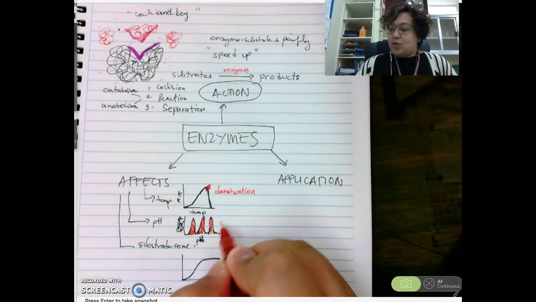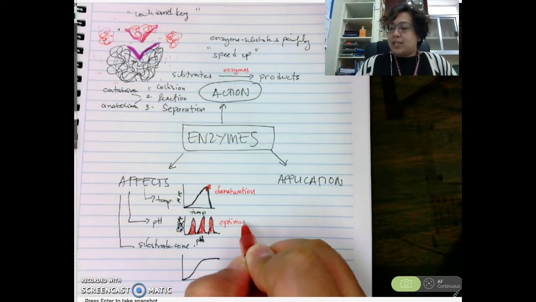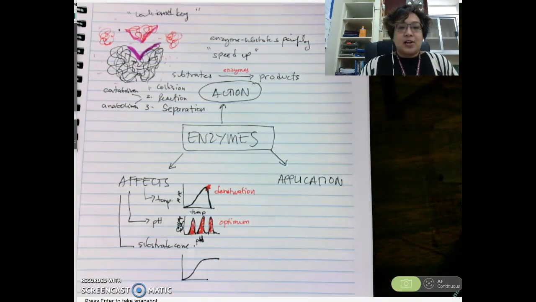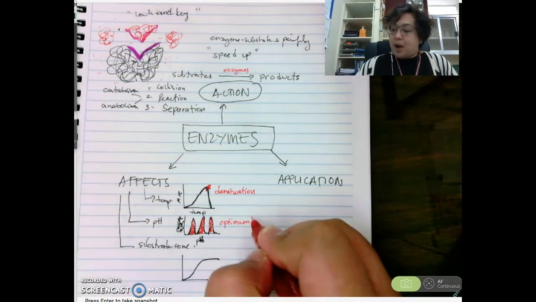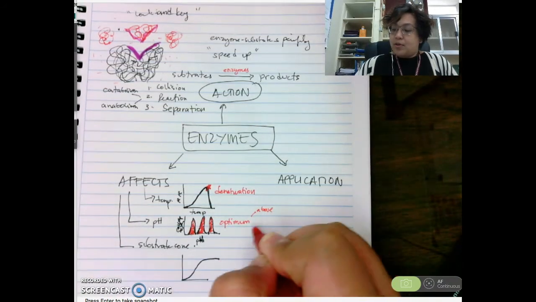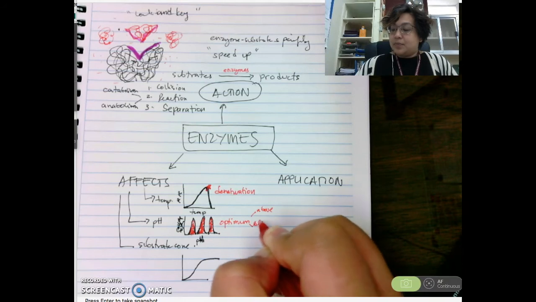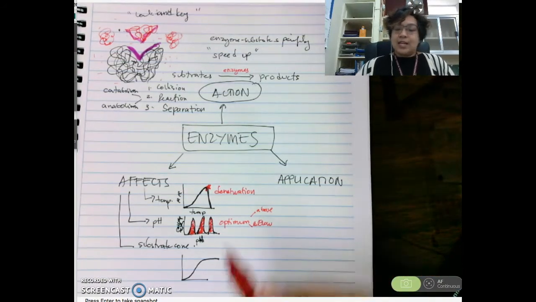So what you need to know here is that enzymes work best in their optimum pH. Above or below their optimum pH, they also get denatured.